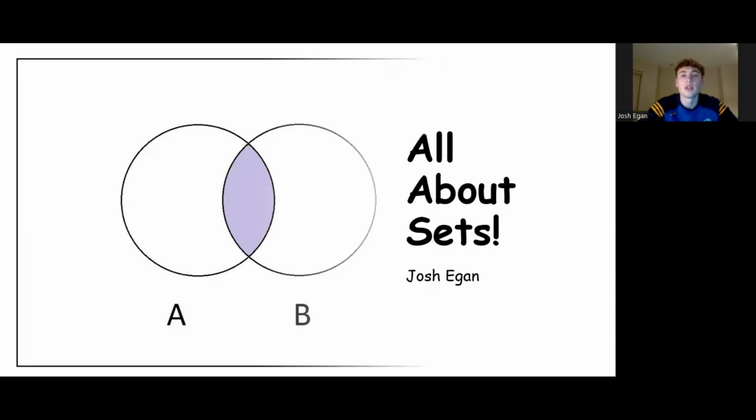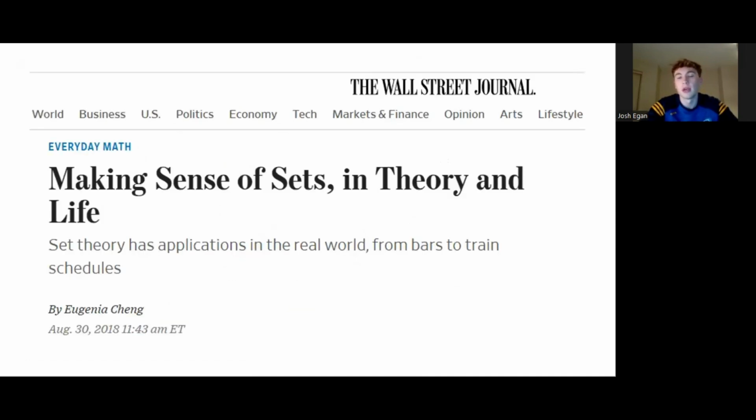Not only is sets a key topic in junior cycle maths, but it is also hugely important in our everyday lives as well. So, for example, Wall Street bankers often use set theory to identify any overlaps that there may be between different investment strategies, similar to how we would use the intersection of two sets in junior cycle maths. The article Making Sense of Sets in Theory and Life, published by the Wall Street Journal, goes into more detail about this use of sets.